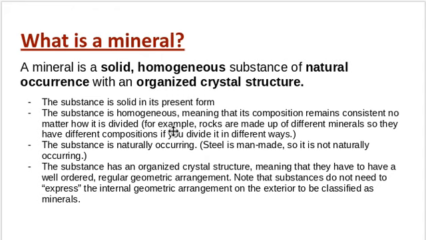The substance is naturally occurring. So this excludes things like steel. Steel is not natural. It's man-made. It is an alloy. So it's not naturally occurring, and therefore it cannot be a mineral. And the substance has an organized crystal structure. So that means it has to have a geometrically arranged internal structure that remains constant.